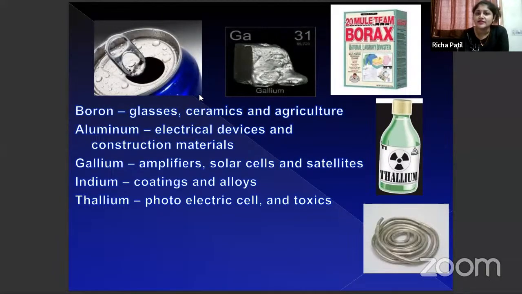Where is boron found? It is used for glasses, ceramics, and agriculture. Aluminium is used in electrical devices and construction materials. Gallium is used for amplifiers, solar cells, and satellites. Indium is used for coatings and alloys. Thallium is used in photoelectric cells and toxics. So these are the applications of boron, aluminium, gallium, and indium.